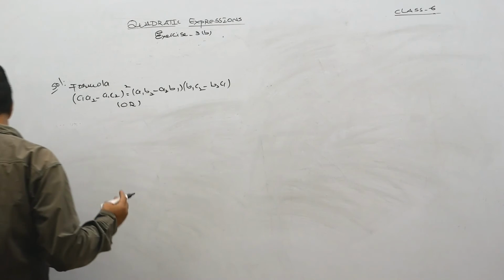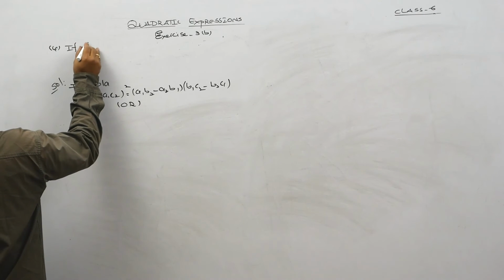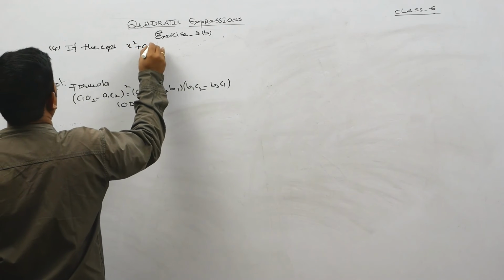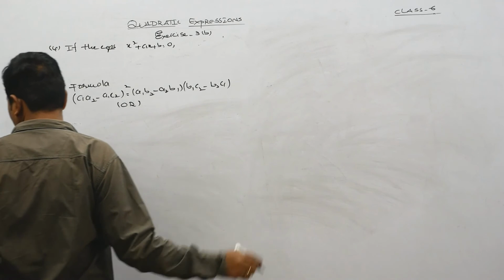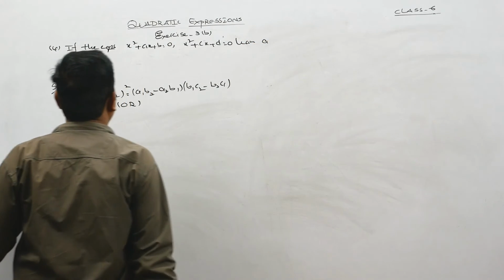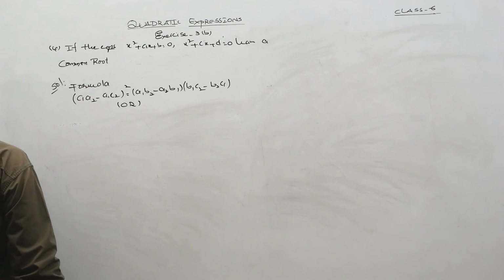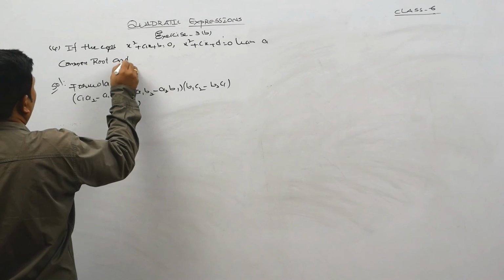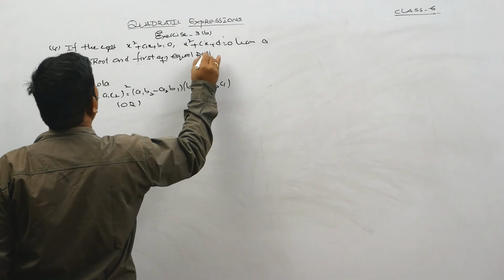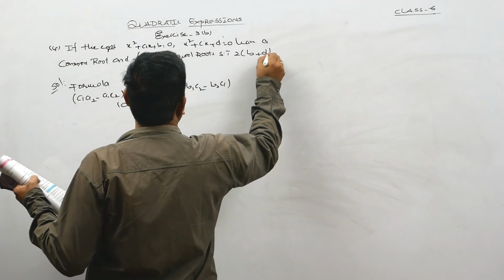Next, question number 4. If the equations x square plus ax plus b is equal to 0, x square plus cx plus d is equal to 0, have a common root and first equation has equal roots, show that 2 into b plus d is equal to ac.